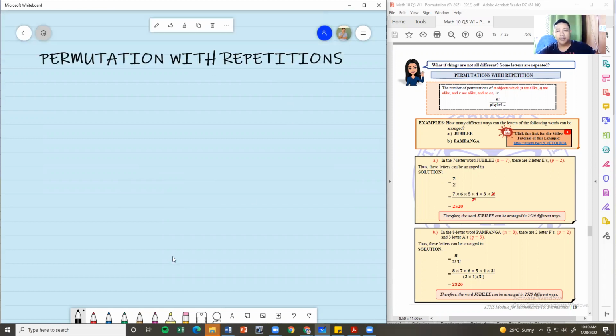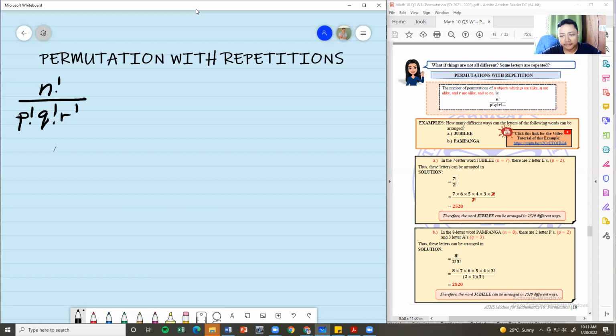There you go. And this is just very easy. The number of permutations is n factorial over the repeating objects. No matter how many repeating objects there are, we have P factorial, Q factorial, and R factorial. And how is that? So let's have here an example.